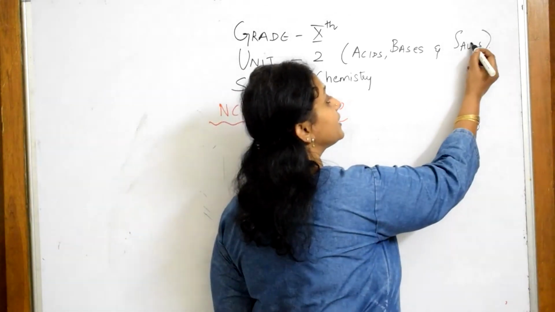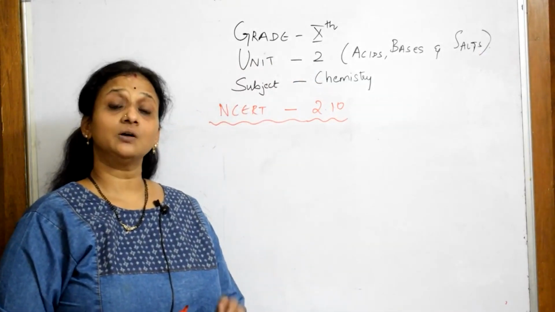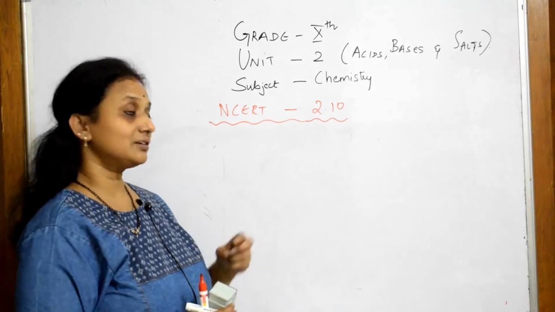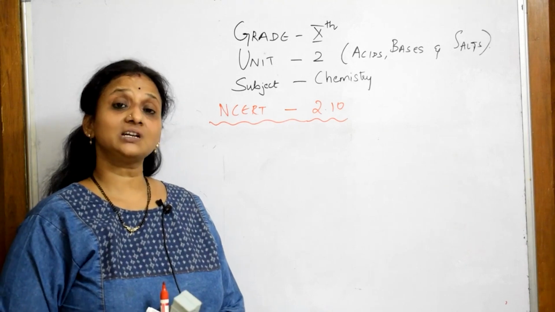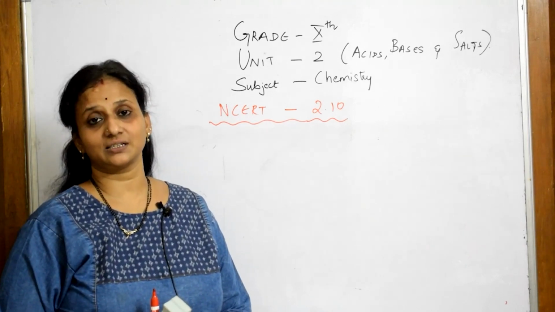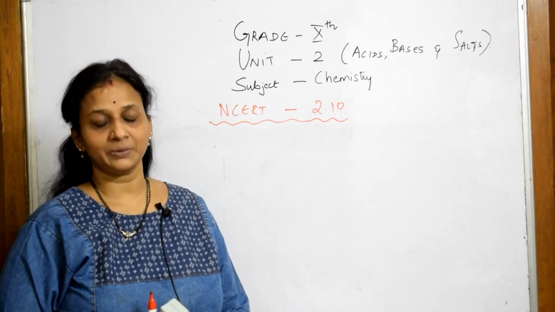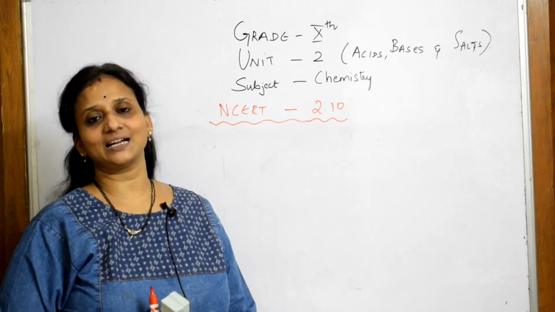So here, in the previous video, we have done what actually is an acid, what actually is a base, and what is common in acids. After that, you've also seen what happens when you pass dry HCl gas over moist litmus paper or dry litmus paper. So here the heading is: what happens when acids and bases are added to water.